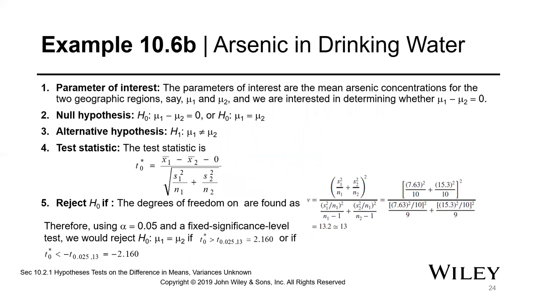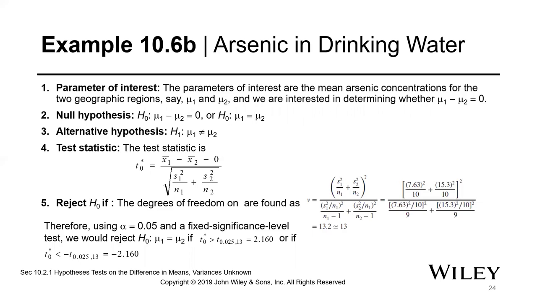What we care about is the mean arsenic concentrations for the two geographic regions, mu 1 and mu 2. We are interested, basically, are they different? Ideally, I would want them to be the same, but it also depends on what you're looking at. So the null hypothesis is that they're the same. The alternative hypothesis is that they're different. I don't know if it's good or bad. I'm just interested if it's different. So our test statistic is T0 because we don't know the variances. The setting in a rural environment, especially for water quality, is completely different than an urban one. So we cannot assume equal variances.